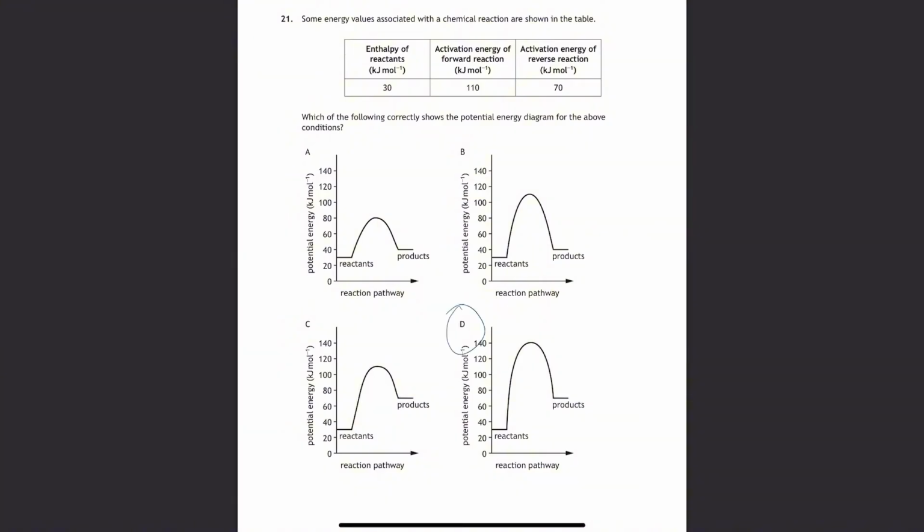For the activation energy of the reverse reaction, that's 70. So it means the products need to be 70 underneath 140, which is here at 70. They're not high enough in these ones. Or that one, it's right, it's at 70, but the activation energy is not high enough.